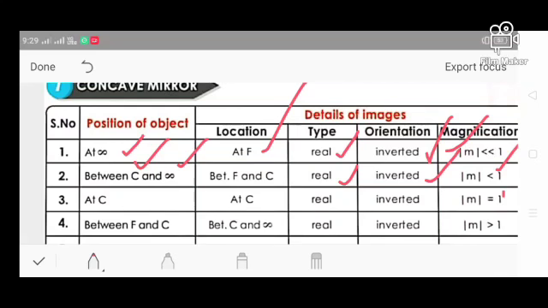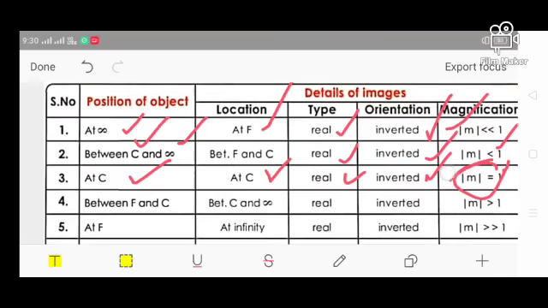Next, when we place the object at C, the center of curvature, then the image will be at the center of curvature, and it is a real image but inverted. Your magnification will be equal to 1, that means the size of the object and the size of the image remain the same, got it.